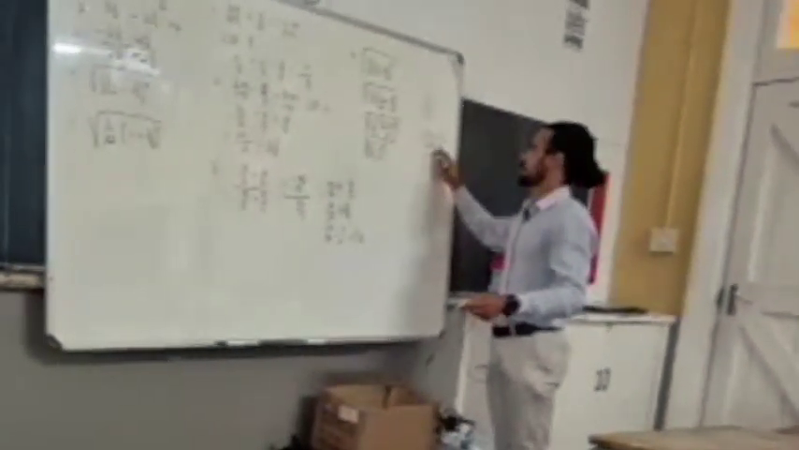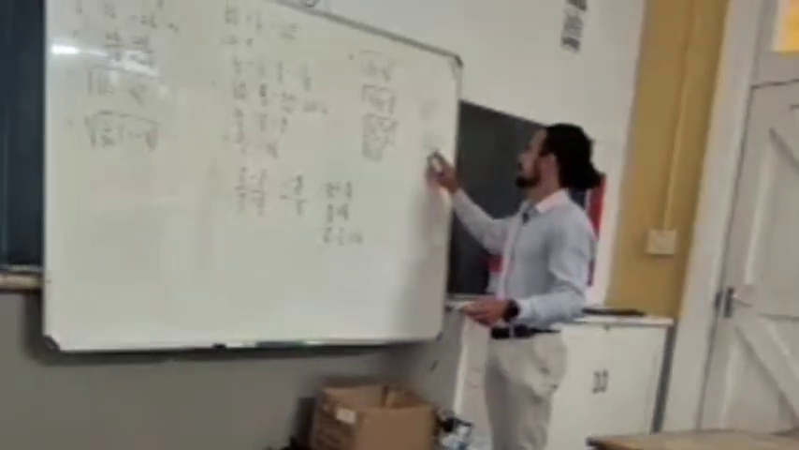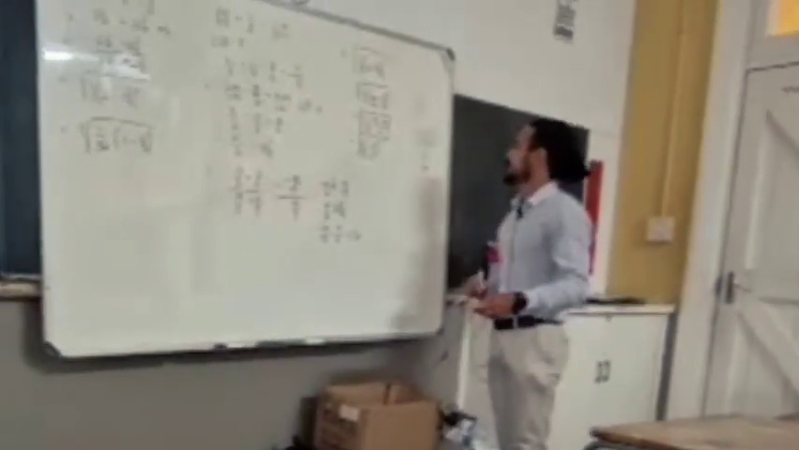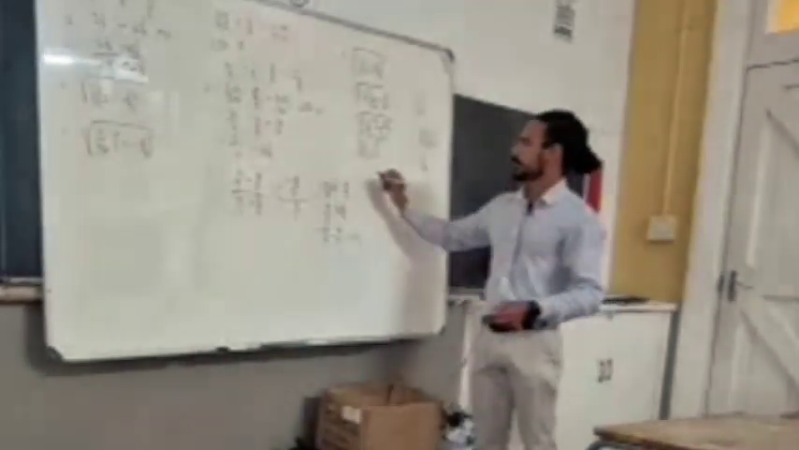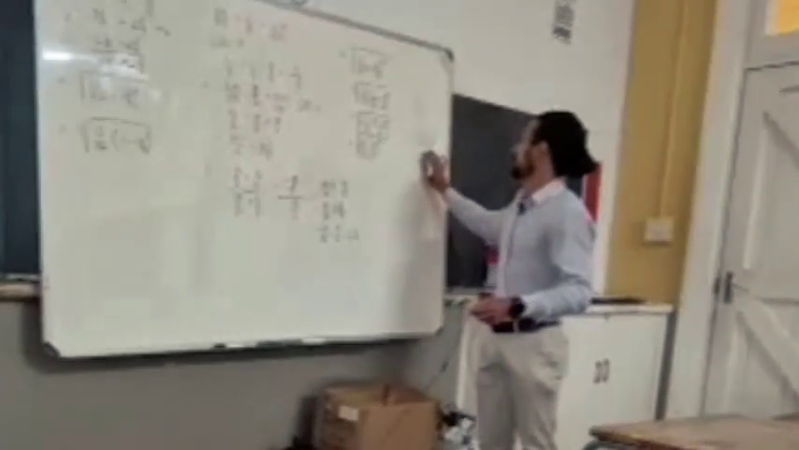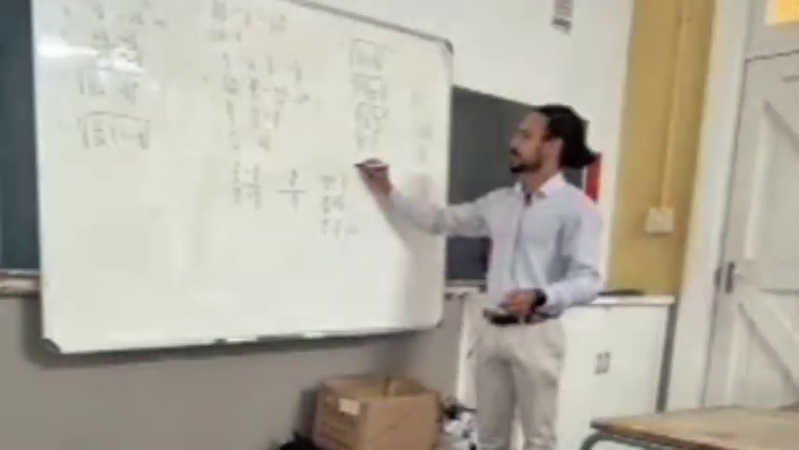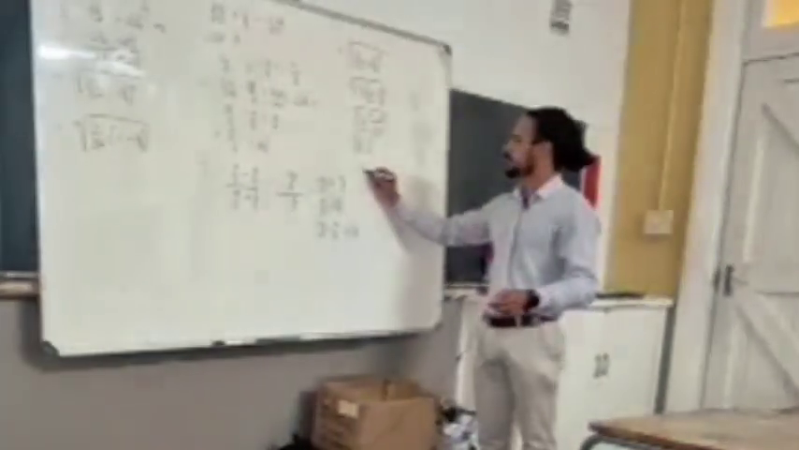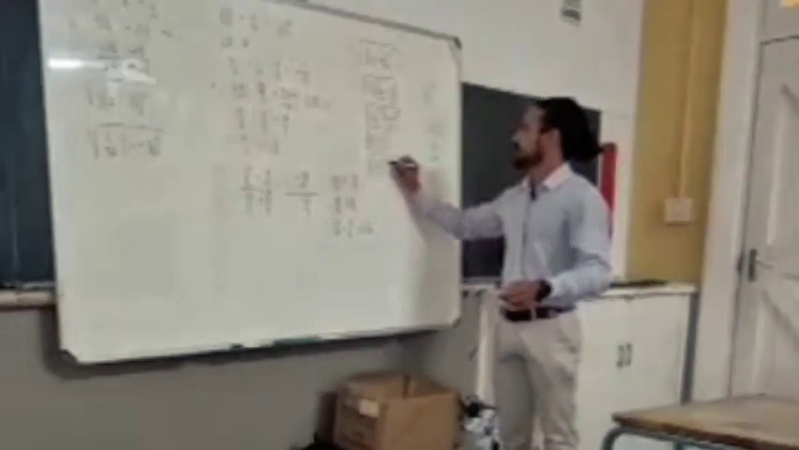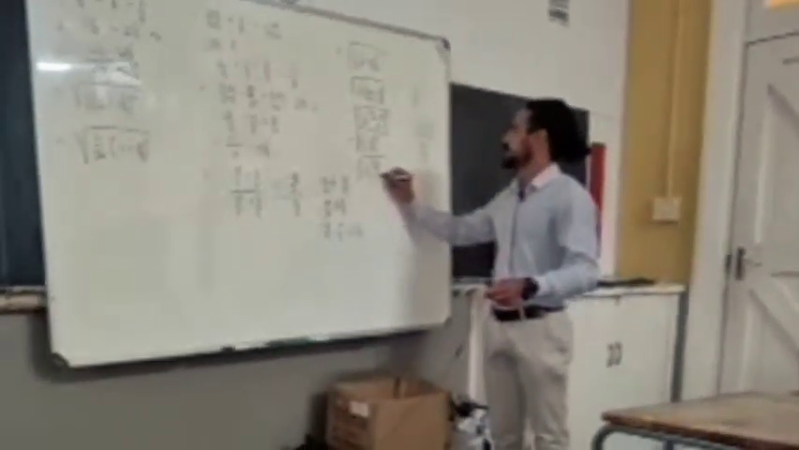4 times 4 is equal to 16. 16 times 4 is 64, alright? And 27. 27. Good. So we have 1 over 3 times 27 over 64.